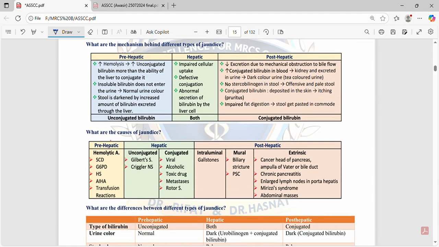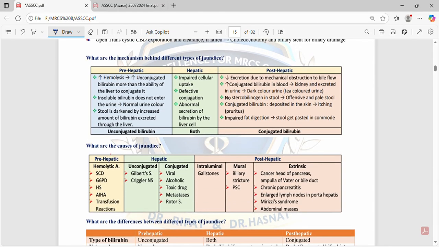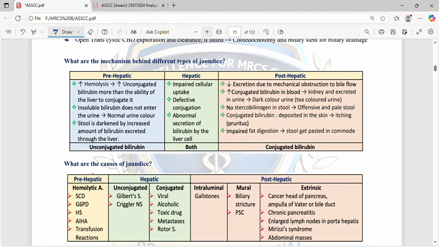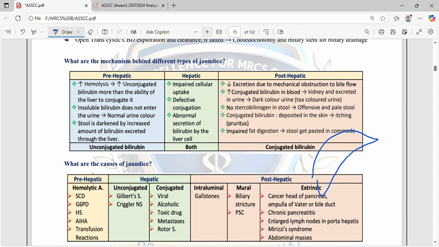What are the mechanisms behind the different types of jaundice? There are 3 types. Okay, let me draw the diagram. This is very interesting. Let's suppose this is your liver. This is the draining process. It can be prehepatic here, where we have the red blood cells. Red blood cell hemolysis will cause increased bilirubin and increased jaundice.